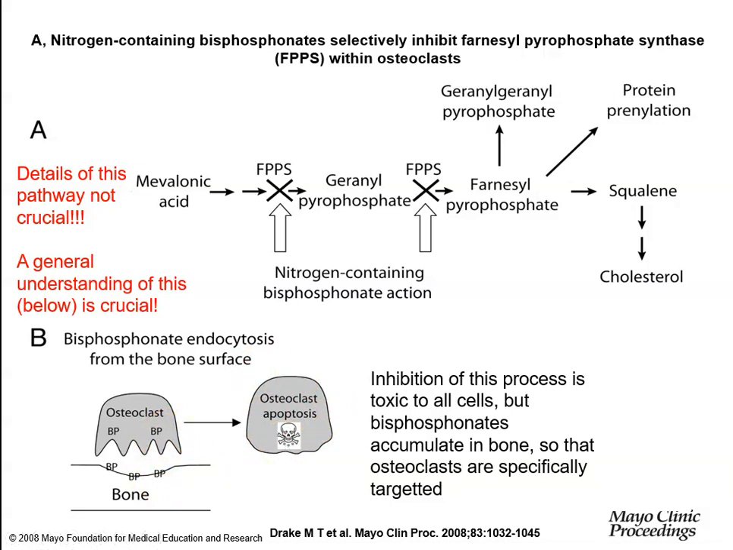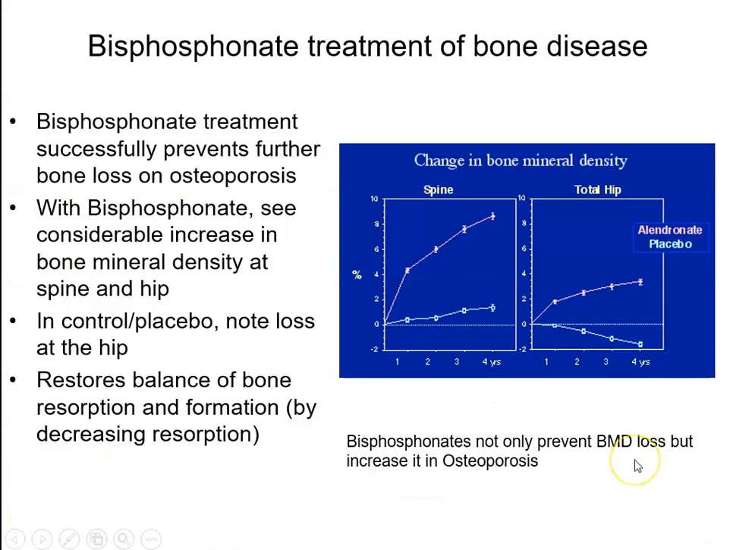So it's a really clever way of drugging a particular cell type. So we can use bisphosphonates to successfully treat bone disease, and this is showing osteoporosis over a period of 4 years at the spine and at the hip, and this axis is change in bone mineral density.